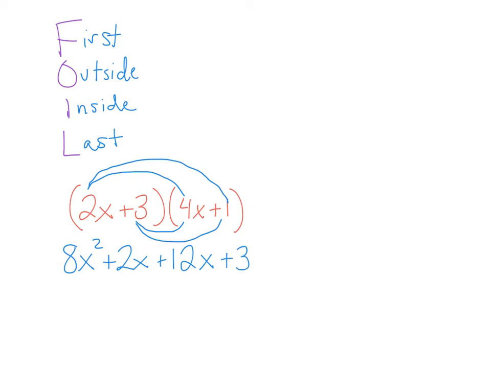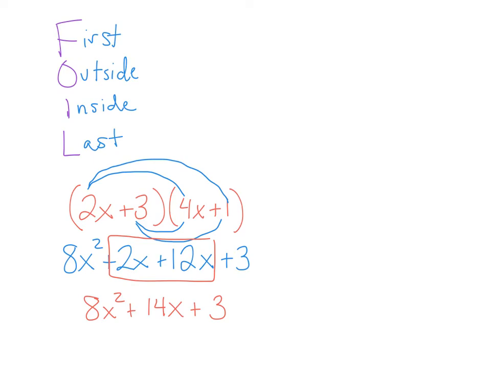Same process. We multiply it out, and then we combine like terms. I'm checking it out, and these two things right here are like terms. So I'm going to add them together and rewrite the answer. So I've got 8x squared, 2x plus 12x is plus 14x, and last I've got plus 3. Bam! So cool. Love it.